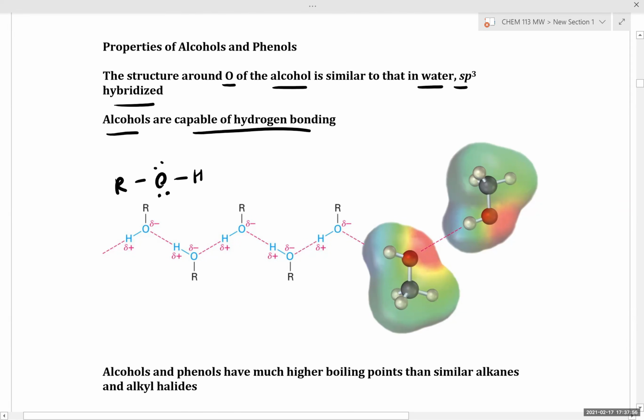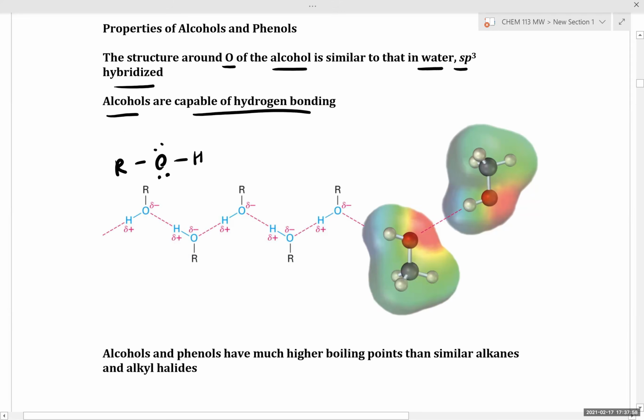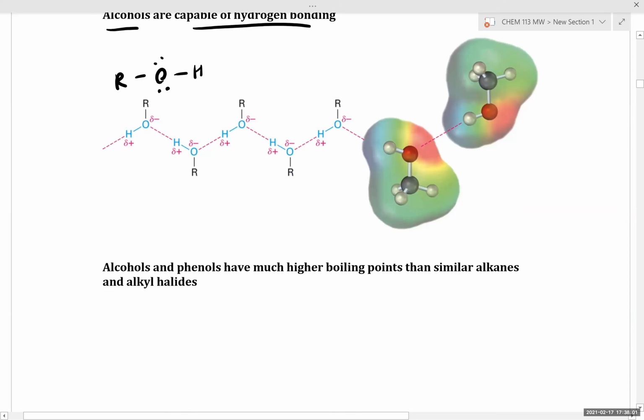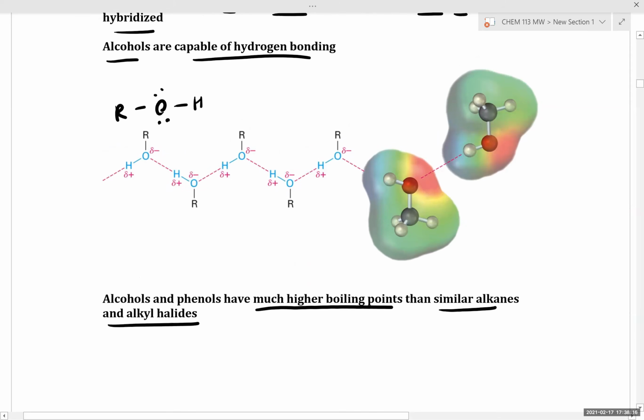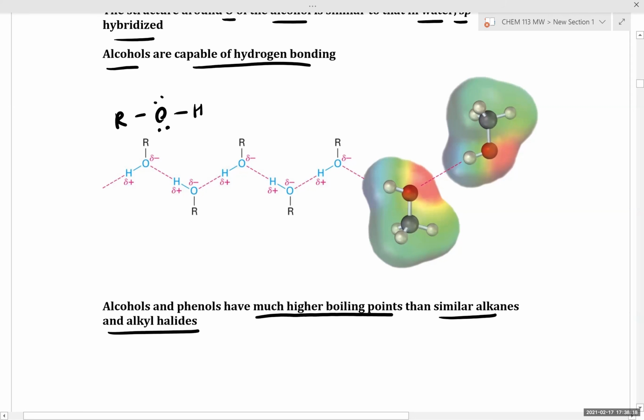Now, this hydrogen bonding is pretty important because it leads to alcohols and phenols having much higher boiling points than similar alkanes and alkyl halides. And we can leverage this to separate out alkanes and alkyl halides from alcohols. So this is the first property of alcohols that can be leveraged as part of their separation. They're capable of hydrogen bonding, so they exhibit higher melting and boiling points than other compounds. Any questions on this idea?